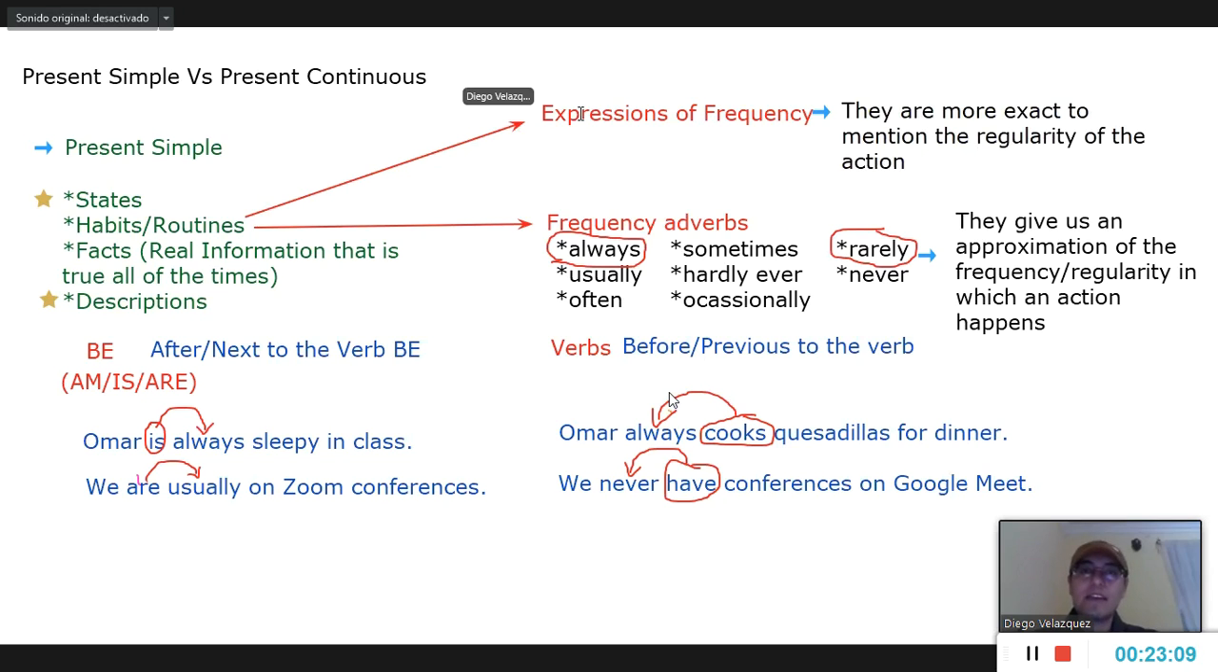Okay, and what happens in the case of the expressions of frequency, guys? Maybe we have a lot of possibilities in here. Maybe, for example, one that is very common, we can use the expression every day. Or maybe we can use the expressions with once, or maybe twice, once a day, or twice a day. Remember that once is one time, twice, two times, remember?